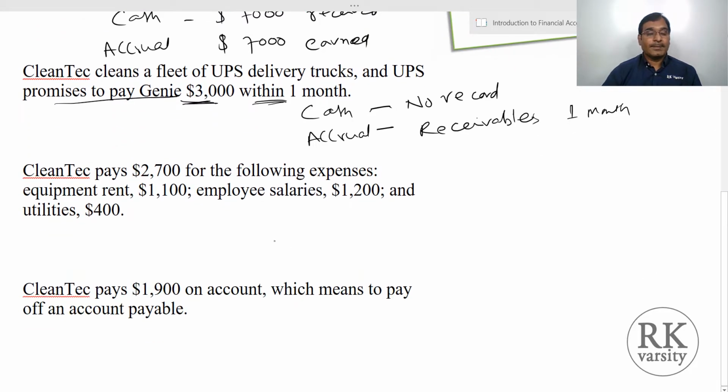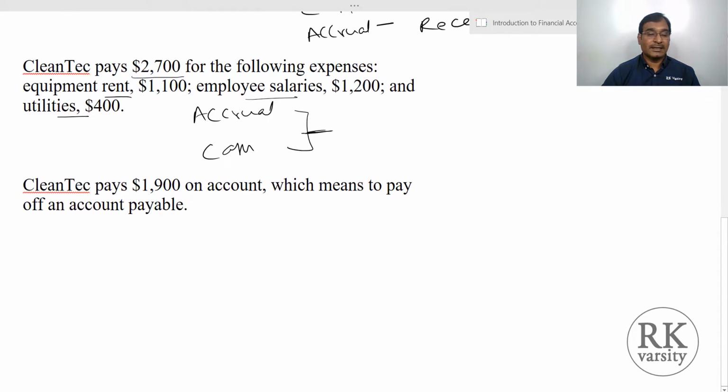Next, Cleantech pays $2,700 for the following expenses: rent, employee salaries, and utilities. As these are all paid in cash, both accrual accounting as well as cash basis of accounting recognize these transactions. All these three payments are recognized.